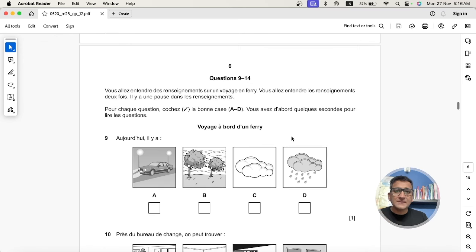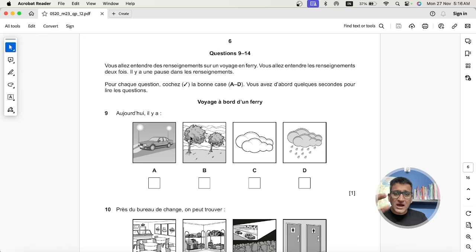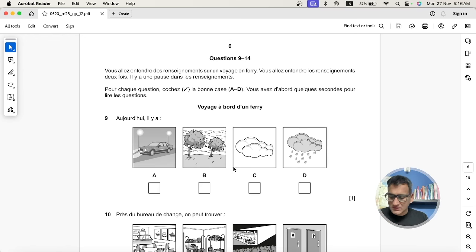Now let's look at the information as well as how it is going ahead as a sample. Question 9 à 14. Vous allez entendre des renseignements sur un voyage en ferry. Vous allez entendre les renseignements 2 fois. Il y a une pause dans les renseignements. Pour chaque question, cochez la bonne case A, B, C ou D. Vous avez d'abord quelques secondes pour lire les questions.